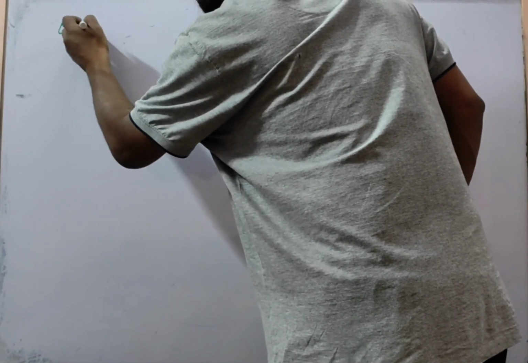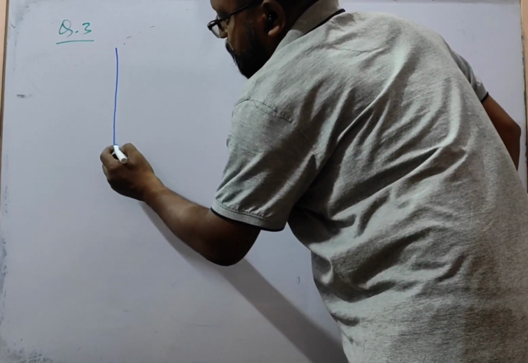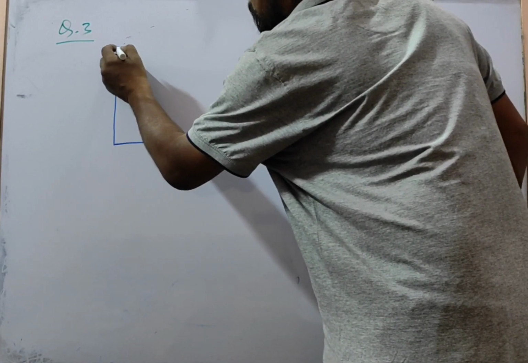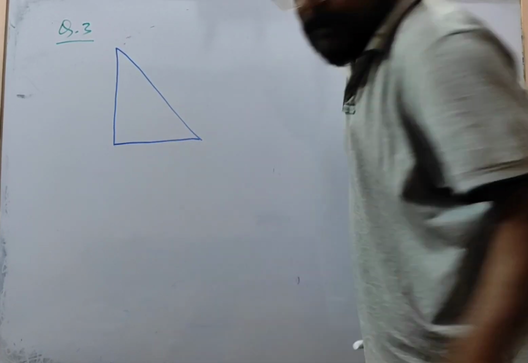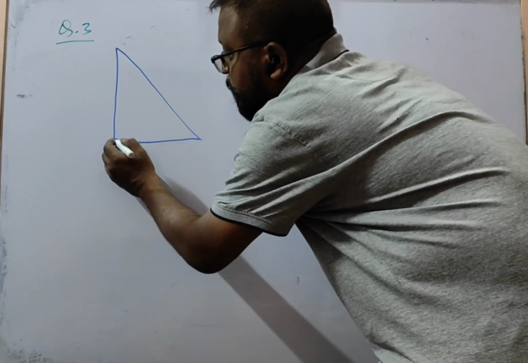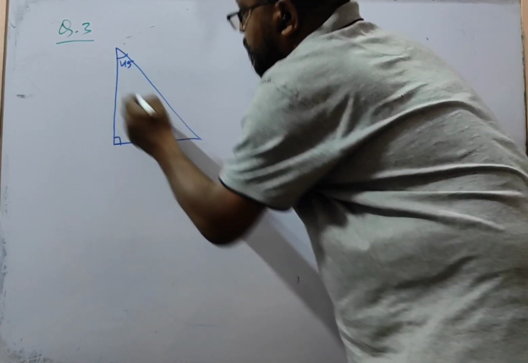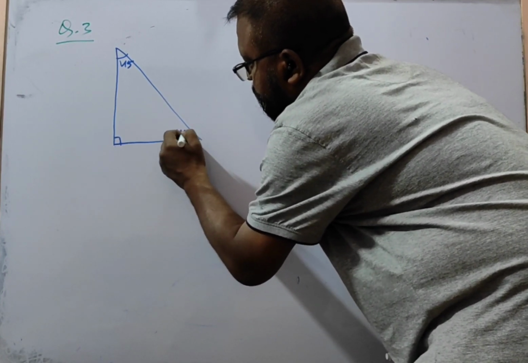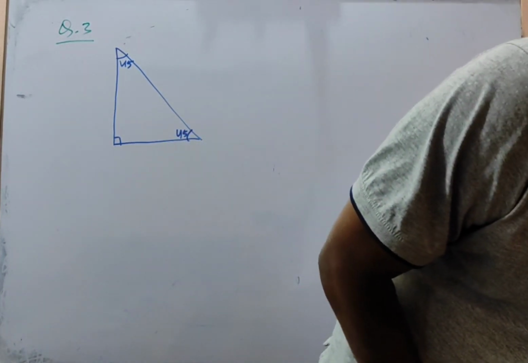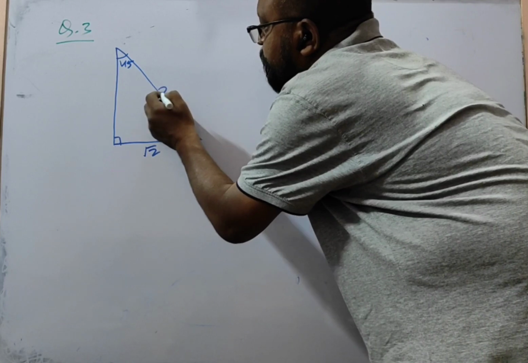So this is question number 3 we have. Here there is a right angle triangle like this, you know. So this is of 90 degree, it is of 45 degree, and it is of 45 degree, right? This is root 2, this x we have to find.